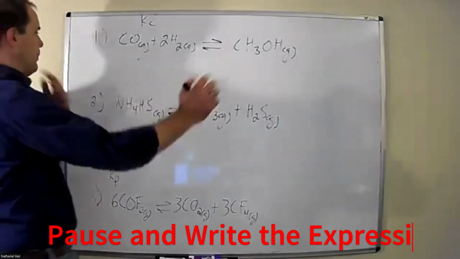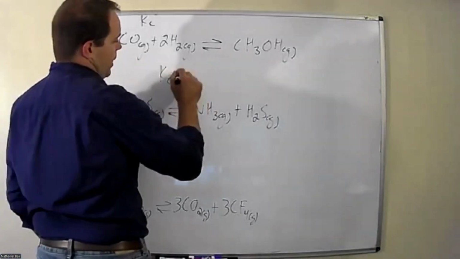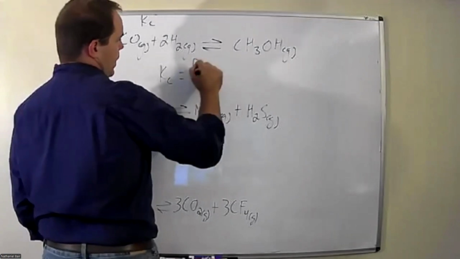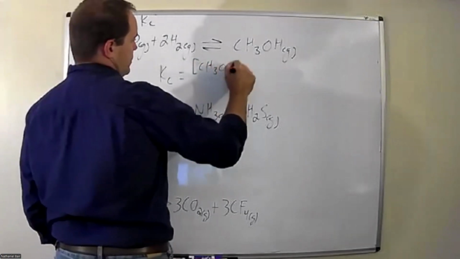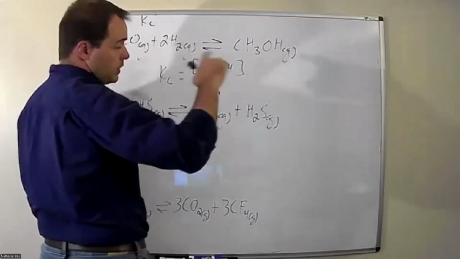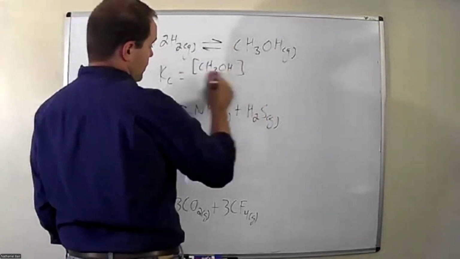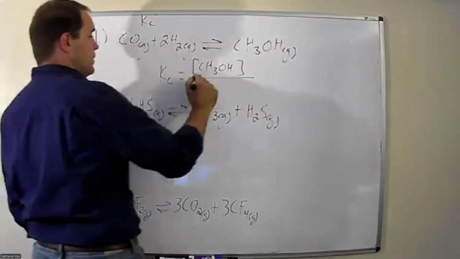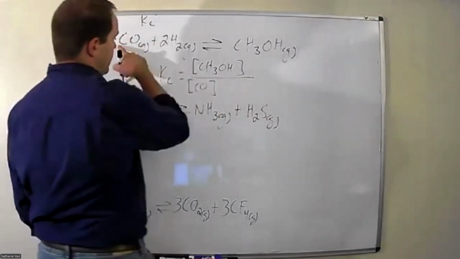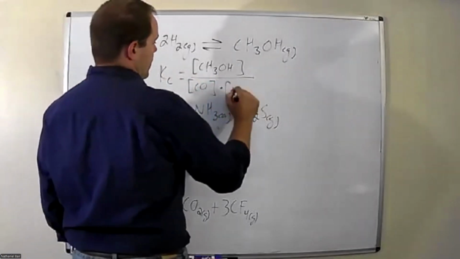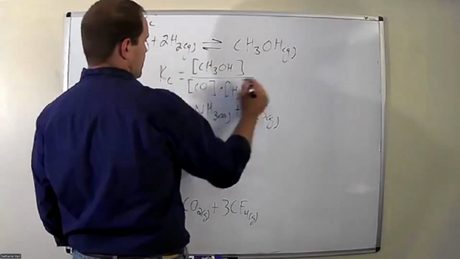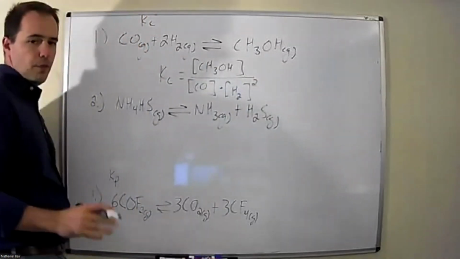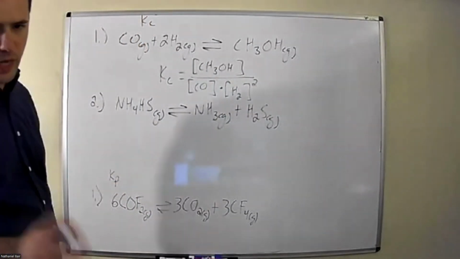So for this top one, remember, mass action expressions are products over reactants. So product concentration raised to its power, or raised to its coefficient, since that's got a coefficient of 1, you don't have to put anything up there. Then we got this guy, CO, that's got a coefficient of 1, you don't have to put anything up there. And then the H2, that's got a coefficient of 2, so we're going to square that. So there's the mass action expression for that top reaction.